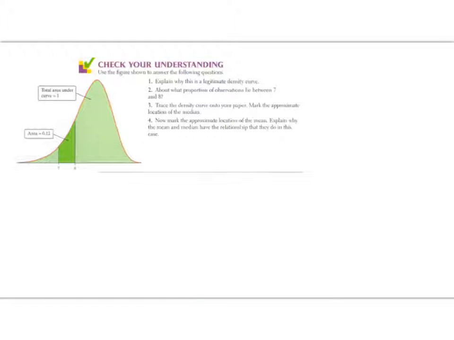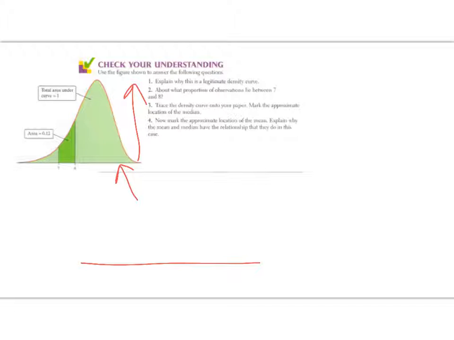So let's look at this a little bit further. We have a density curve here, and our first question is asking us to explain why this is a legitimate density curve. Thinking back to what made it a legitimate density curve, it had to be on or above the x-axis, basically meaning that all the values had to be positive. And it meets that criteria. Here's my x-axis, and all my values are on or above it. So it is positive.